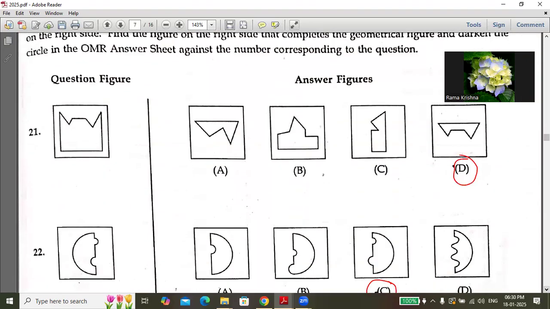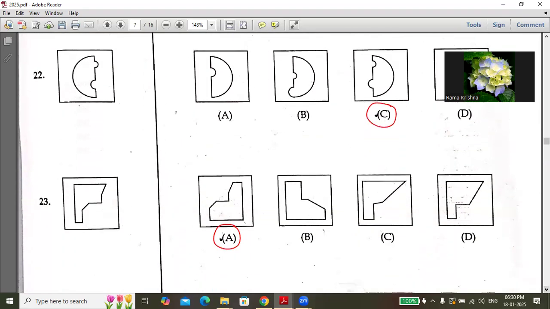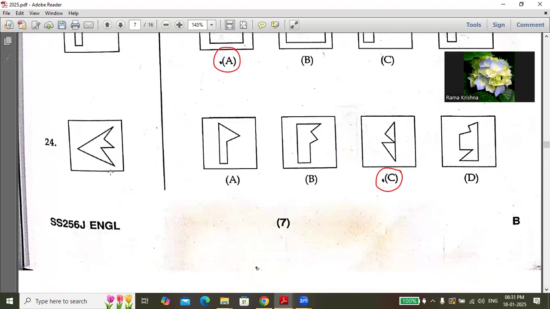So this is cutting figures. Very simple. D is the correct answer. 22, C is the correct answer. And 23, A is the correct answer. These are all self-explanatory. So 24, you see when you draw a design like this here, like this, you can see that C is the correct answer.